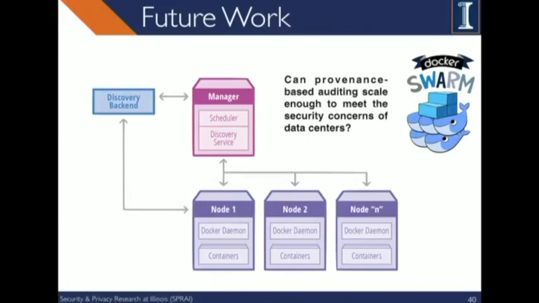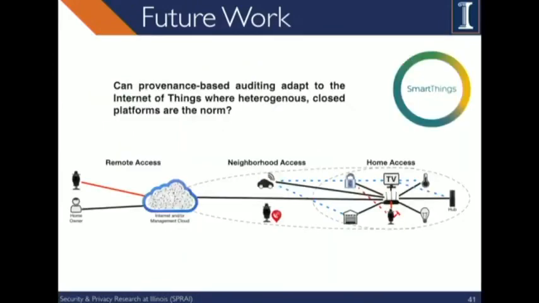So we have these massive container clusters now that people are using to design these very same web services. How can we create provenance-based solutions to scale to meet the demands of security concerns in these kinds of data centers? What if the manager of my Docker swarm wants to have a succinct explanation in the form of data provenance of literally everything that's happening in the data center at once? Clearly, there's more work to be done here. There's also a few opportunities.